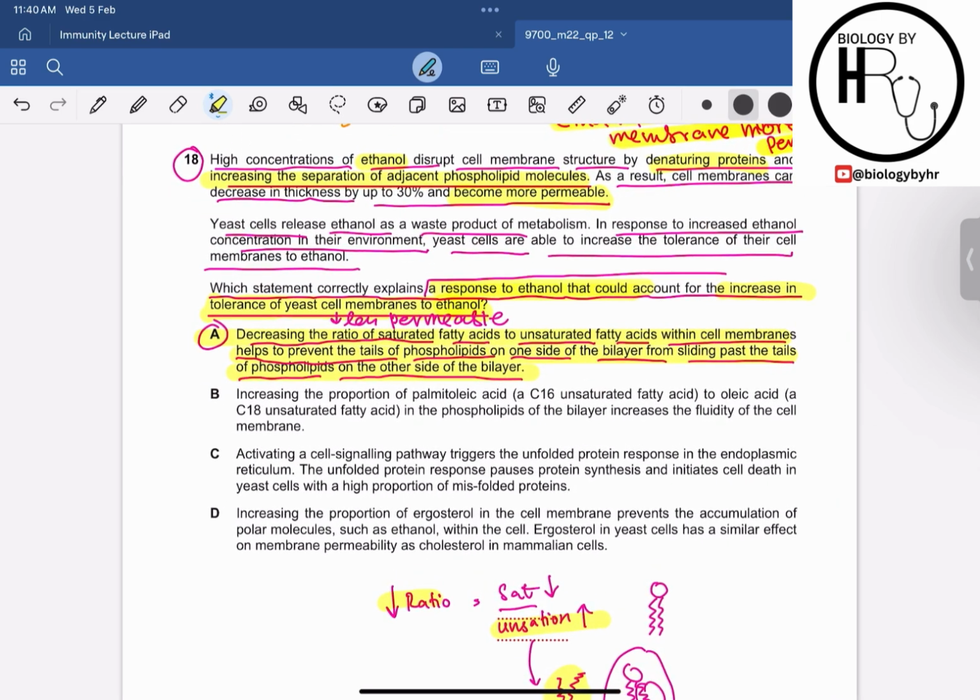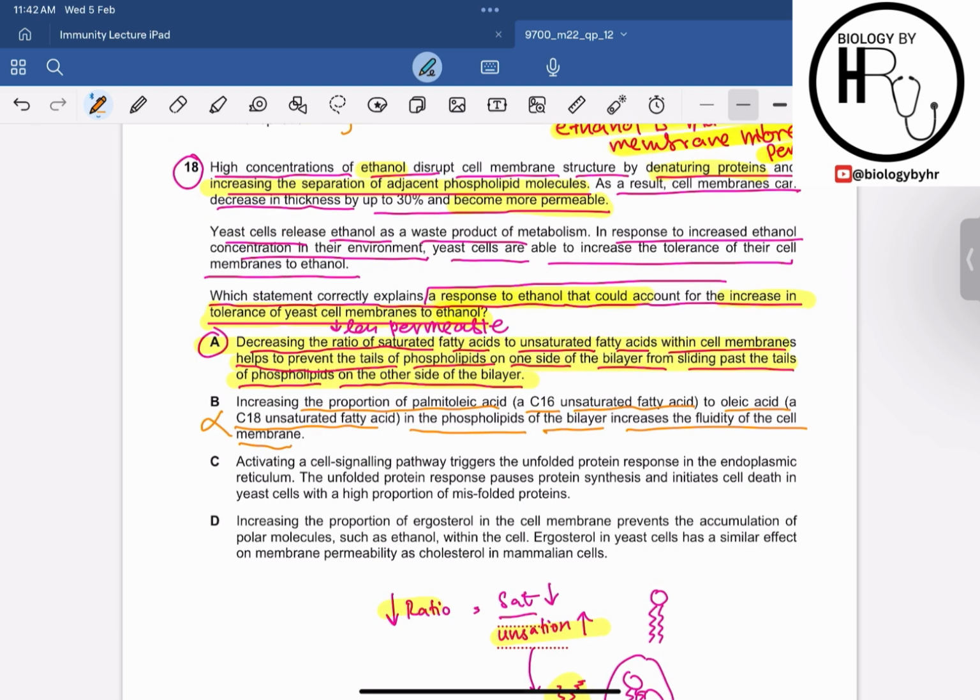I hope that this is clear to all of you. Let's discuss why the other options are incorrect. Option B: increasing the proportion of palmitoleic acid, a C16 unsaturated fatty acid, to oleic acid, a C18 unsaturated fatty acid, in the phospholipids of the bilayer increases the fluidity of the cell membrane. This option is incorrect, because yeast needs to reduce the fluidity, not increase it. Ethanol is already increasing the membrane fluidity.